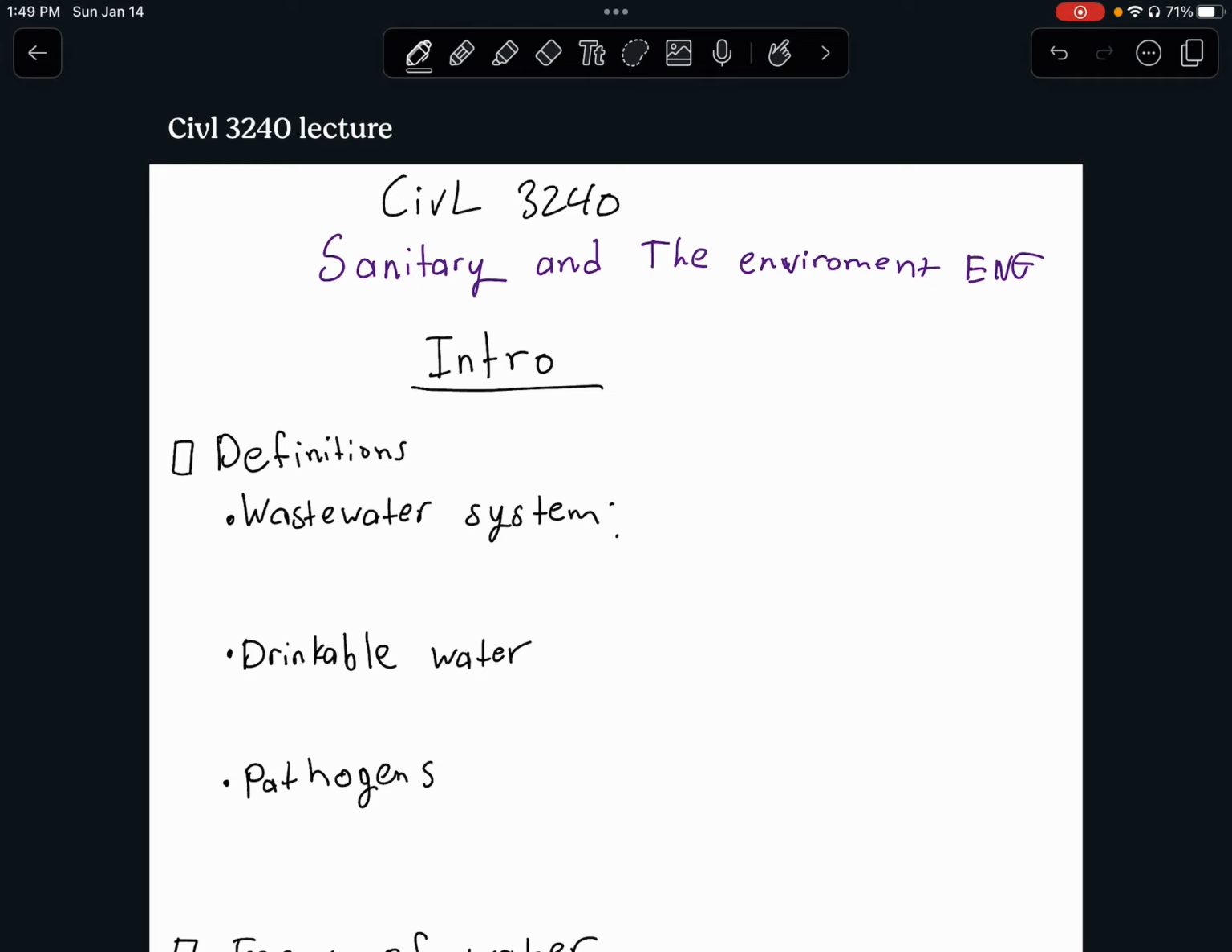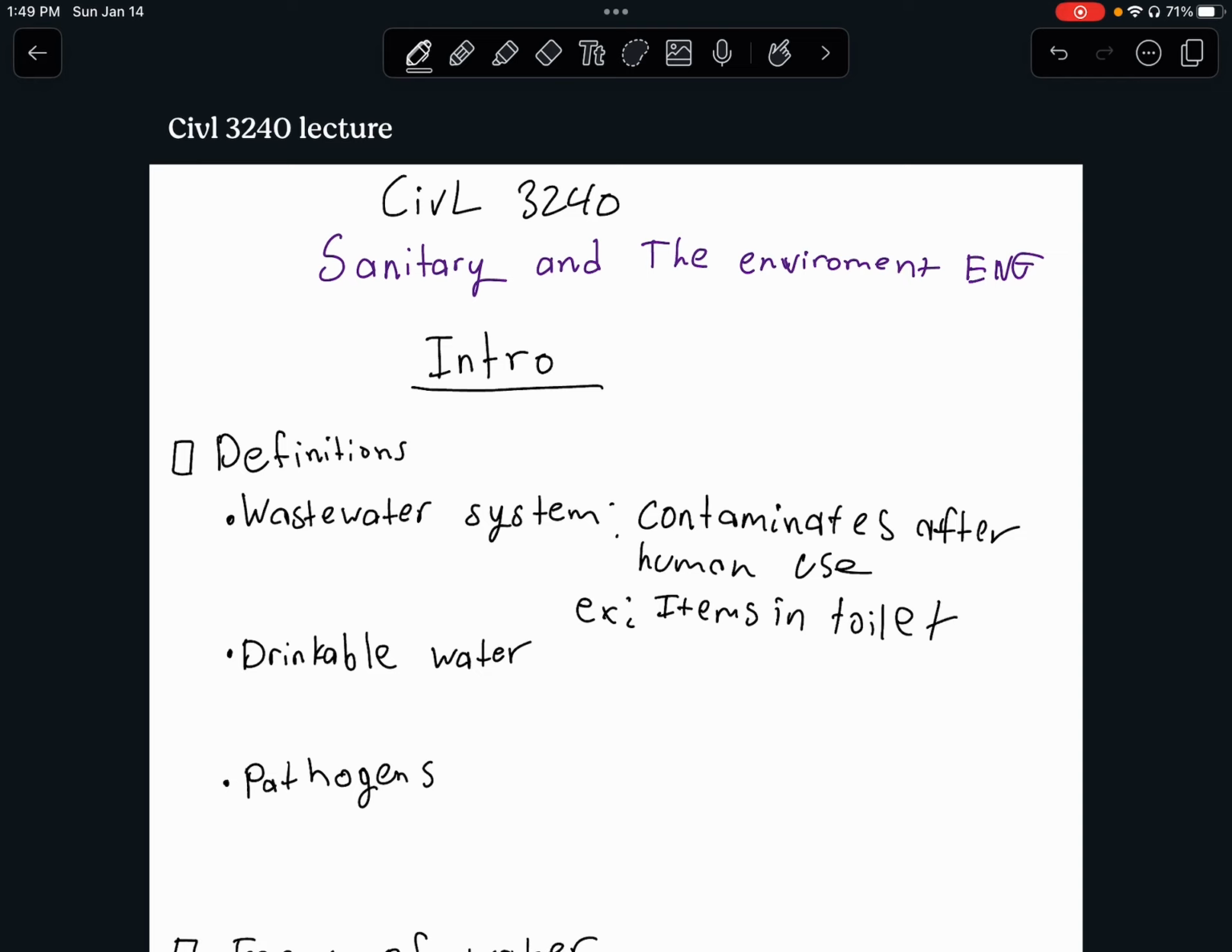is a system of contaminants after human use. So this is an example of anything that comes out of the human body, so bacteria or even just items in a toilet. Awesome. So the next one is drinkable water. Drinkable water is safe water that can be used for humans to drink.